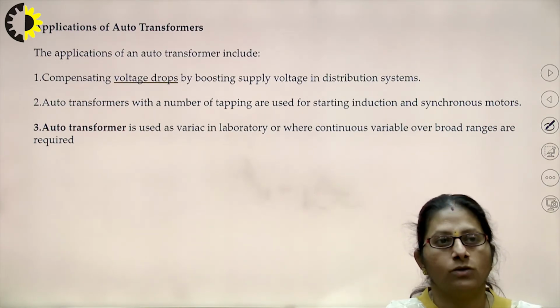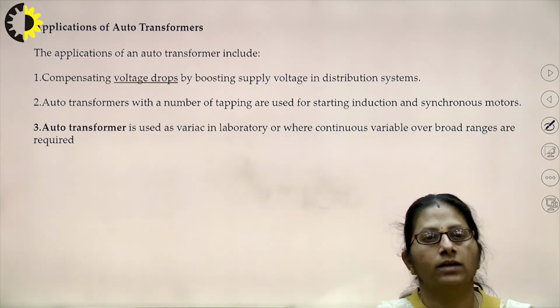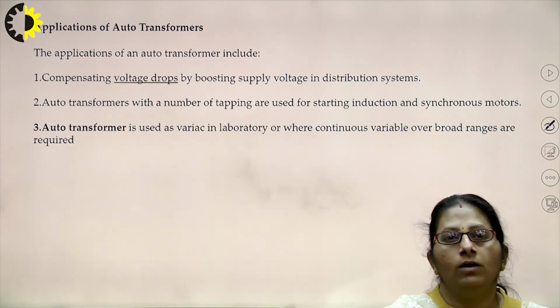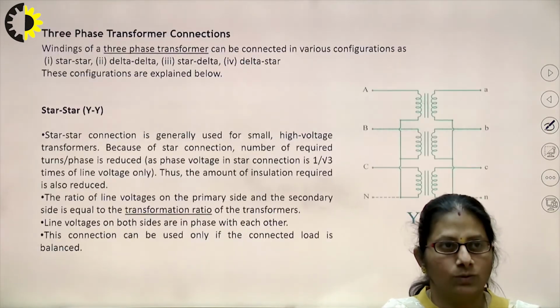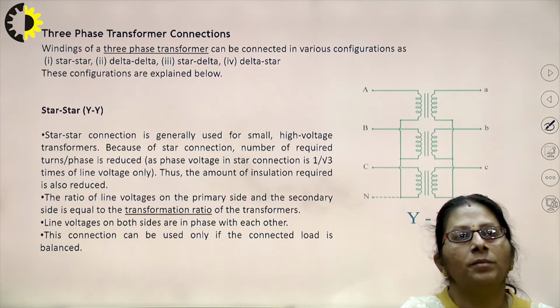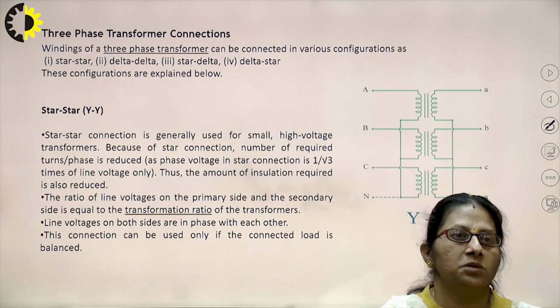The third point is the auto transformer is used as a variac in laboratories or where continuously variable output ranges are required, right. So these are the applications. Now coming to our next topic, that is three-phase transformer connections.